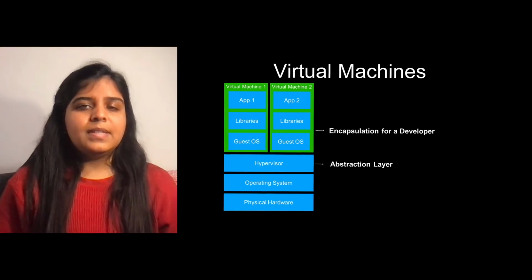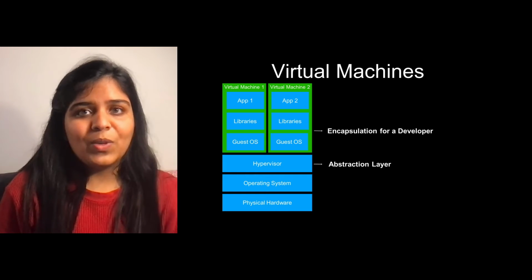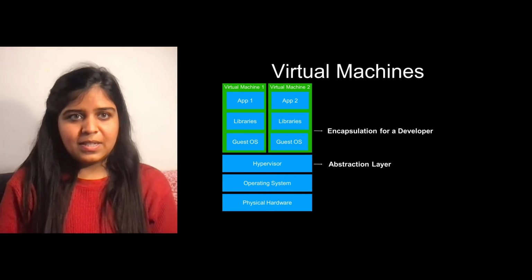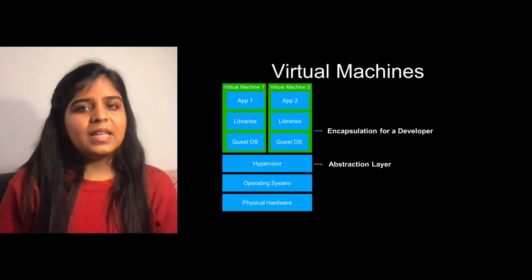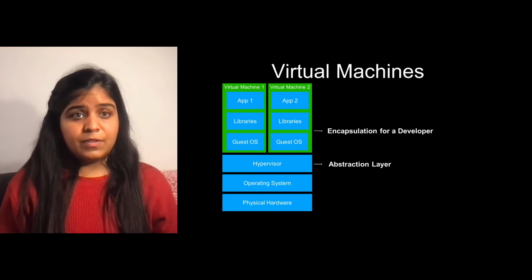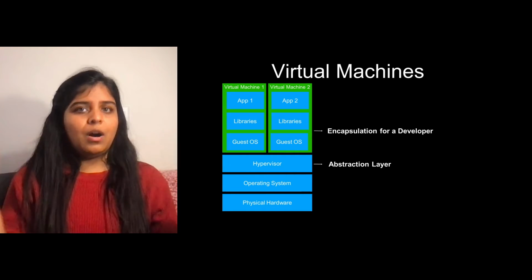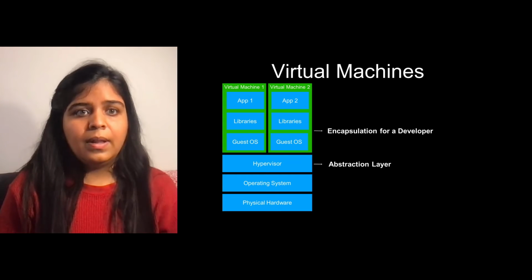So to solve this myriad problem, someone came up with the idea of virtual machines. So let's see what virtual machines are. These are like a traditional computer. You have a physical hardware, and then you have the operating system. So far it looks pretty traditional.